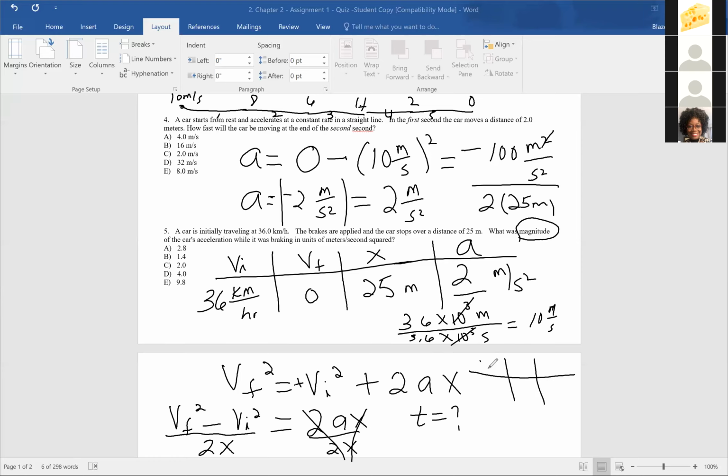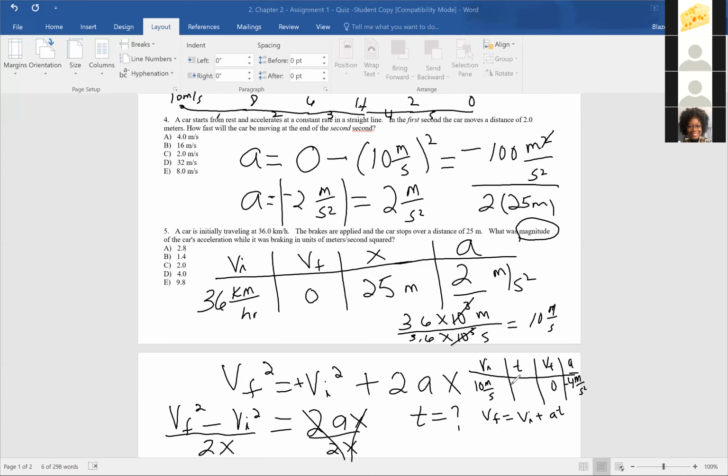My initial speed now is 10 meters per second. I don't know the time. I know my final speed is 0. And I know that it's accelerating, it's slowing down. So this number is actually negative 4 meters per second squared. So which equation am I going to use? The one that says V final is V initial plus AT.